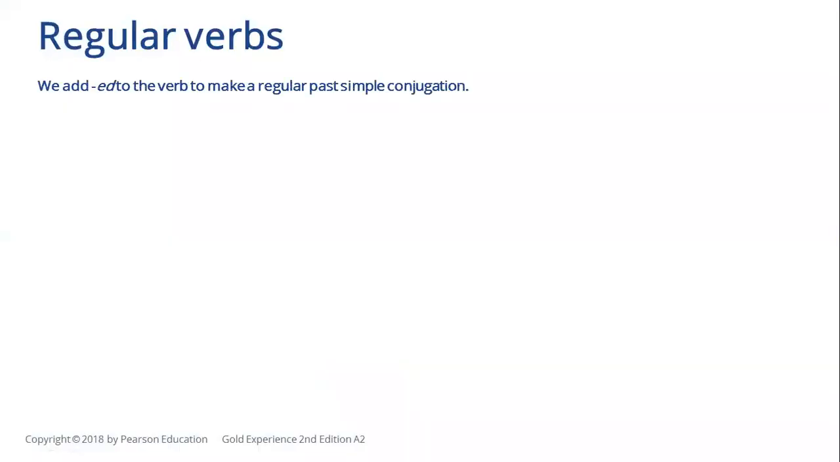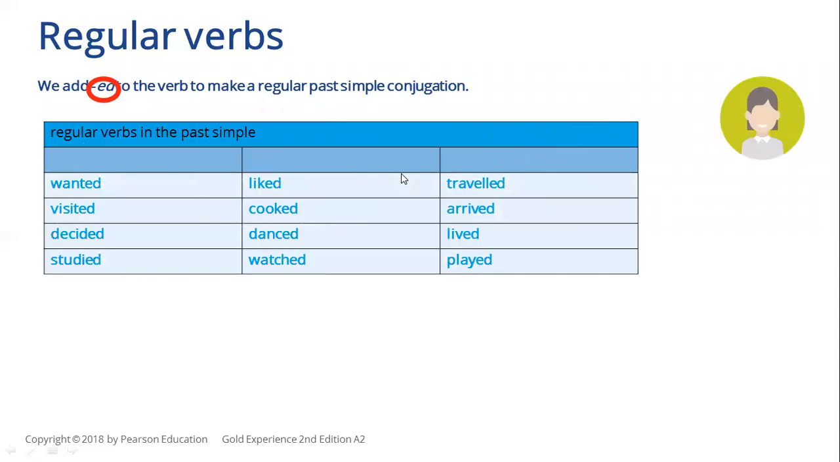Now, the regular verbs. The regular verbs are the ones where, in the past, you're going to add ed. Let me show you an example: wanted, liked, traveled. So you can see there are 3 types of writing the verbs in past.